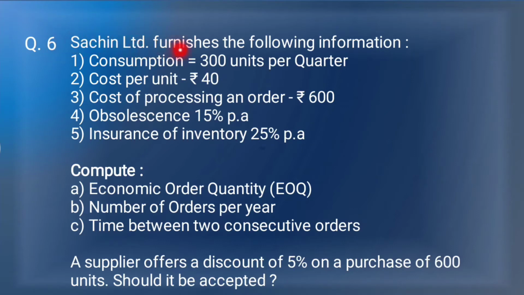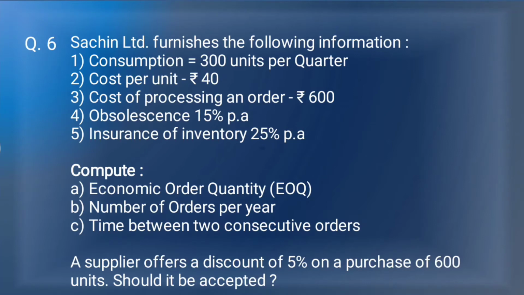Sachin Limited furnishes the following information. First, consumption is given as 300 units per quarter. Second, cost per unit is given as rupees 40. Third, cost of processing an order is given as rupees 600. Fourth, obsolescence is given as 15% per annum. Fifth, insurance of inventory is given as 25% per annum.